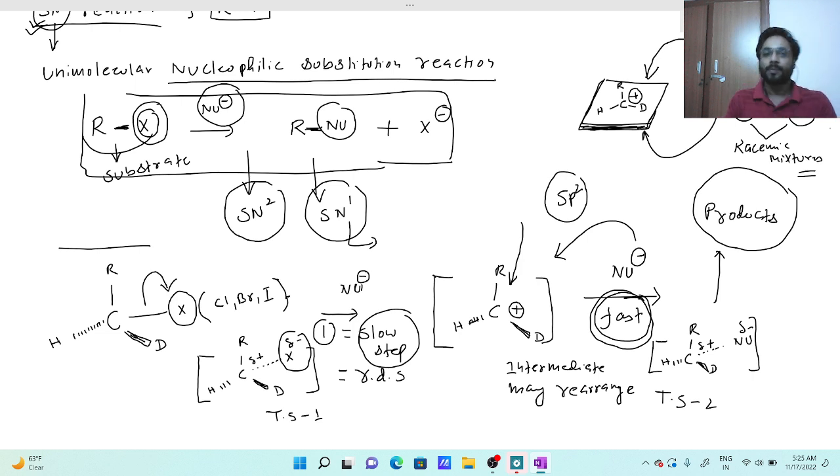Okay. So have a look at this page very carefully. These are the basic things which we have to understand. Let me just briefly explain once again. Here this is the C-X bond. The C-X bond is breaking, the leaving group is leaving in a very slow step. Okay, this is the slow step. Then the carbocation is generated. Then again the nucleophile is attacking over the carbocation from above the plane and from below the plane. Okay, so we are getting the racemic mixture as the product. Fine.